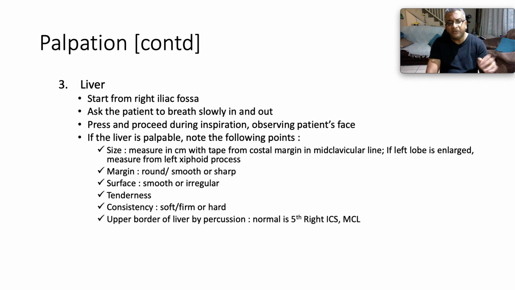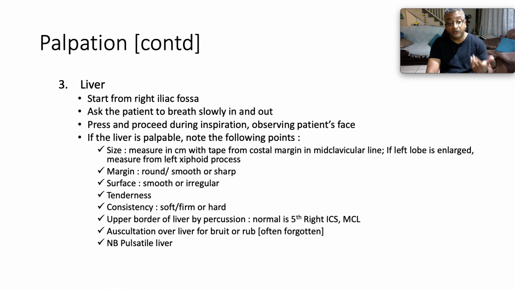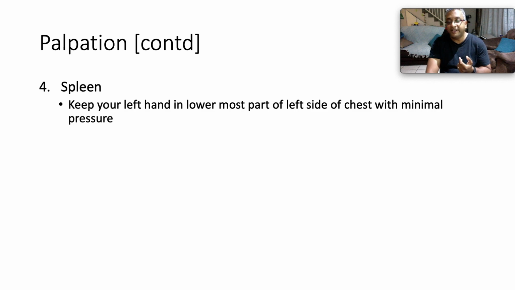I'm going to percuss out the upper border of the liver, and that's normally located in the fifth right intercostal space in the midclavicular line. And you auscultate over the liver for a bruit or a rub, which is often forgotten. Remember, you're going to get a bruit in hepatocellular carcinoma specifically. And also note the pulsatile liver, which happens in the setting of tricuspid regurgitation.